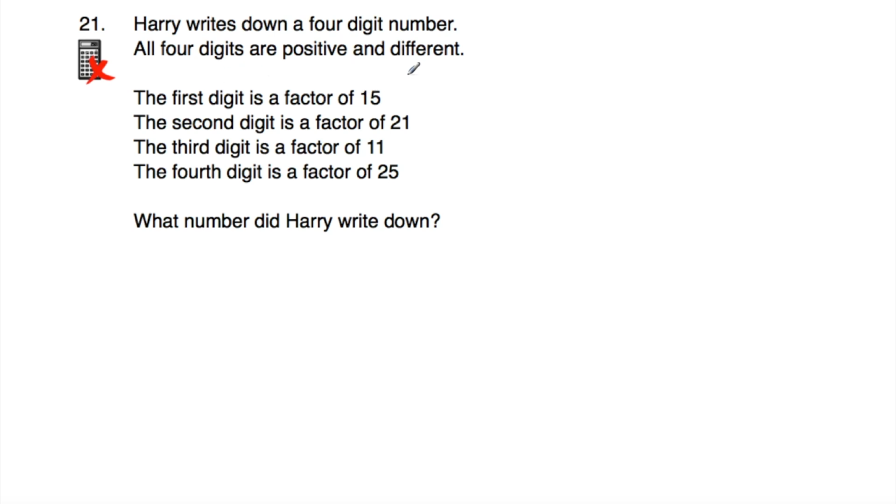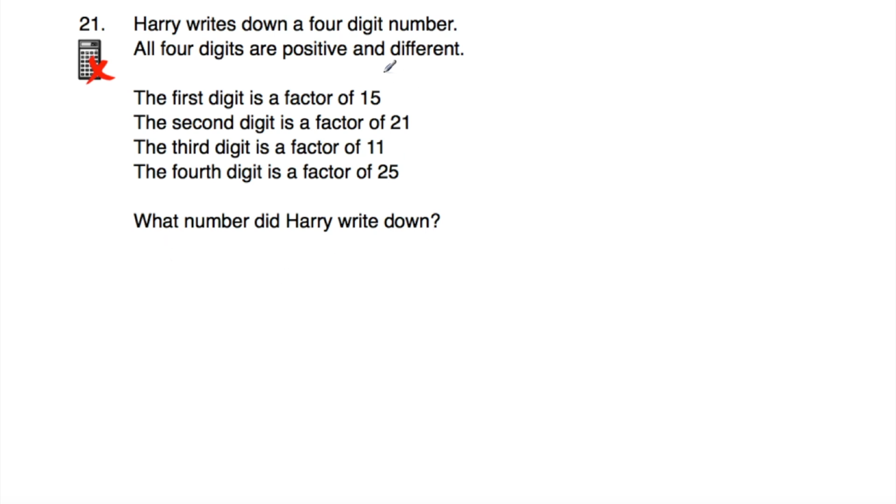The first digit is a factor of 15. The second digit is a factor of 21. The third digit is a factor of 11, and the fourth digit is a factor of 25. And the question says, what number did Harry write down?